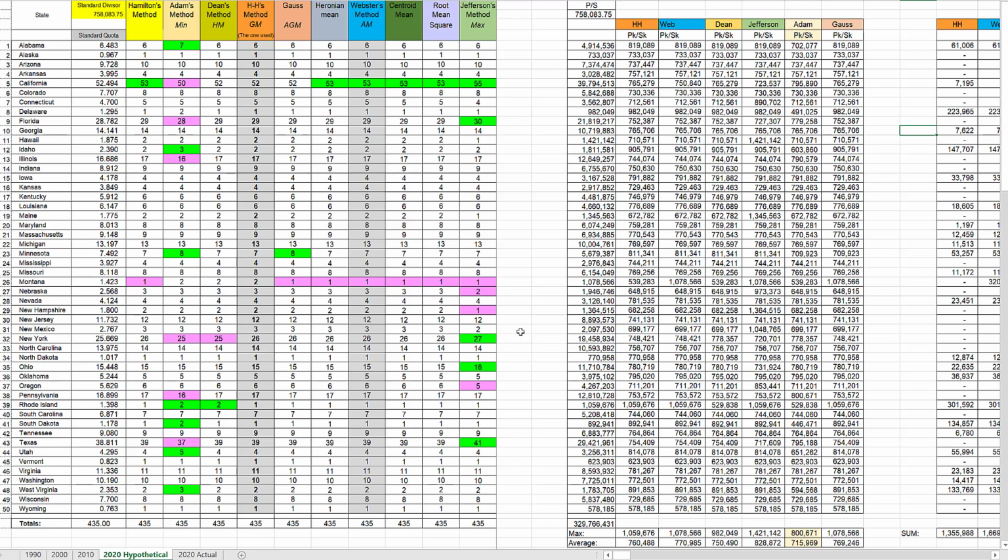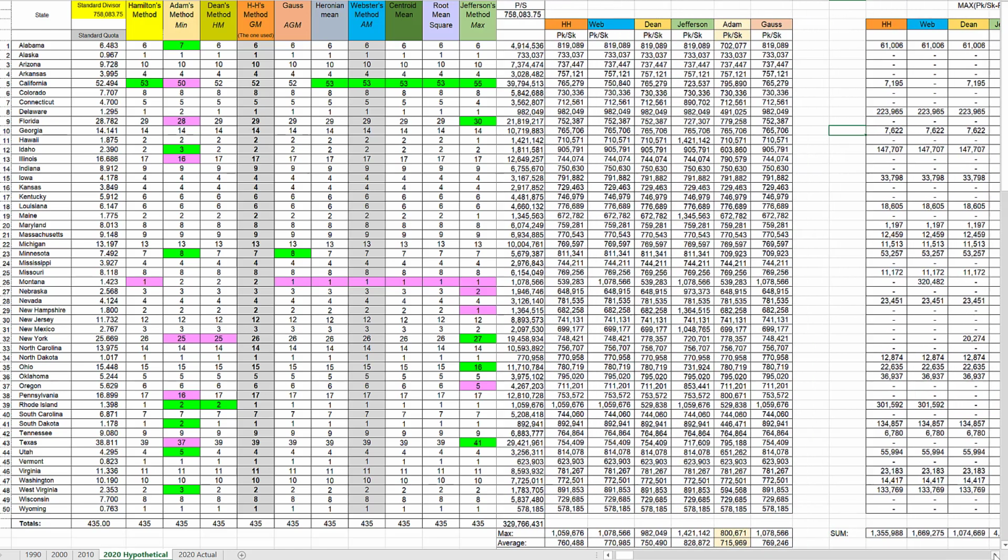But I thought it was interesting that the Gauss was different than Huntington Hill and Webster. The Gauss, so if you round by the arithmetic geometric mean, you get a different result. And of course, this means in between these two. So I want to do some comparisons with this as well, even though this census data, hypothetical, didn't actually happen. But you can still do the math and compare things.